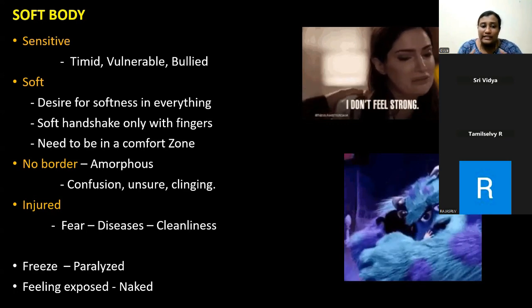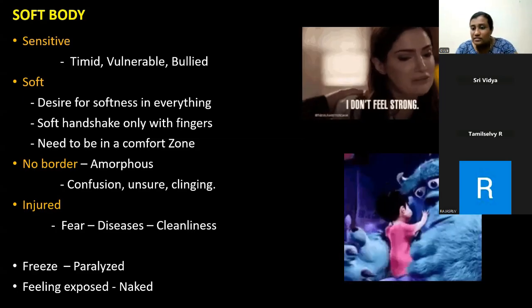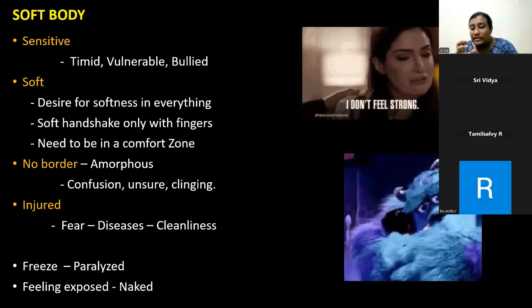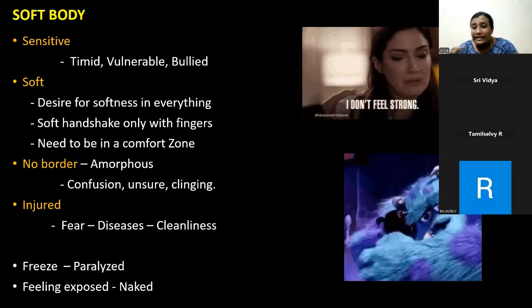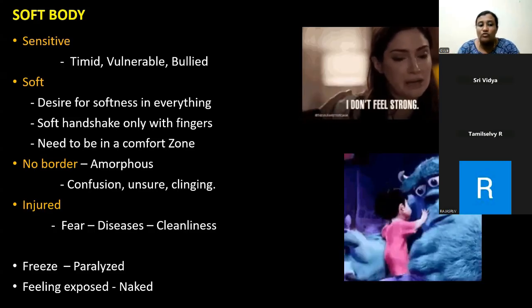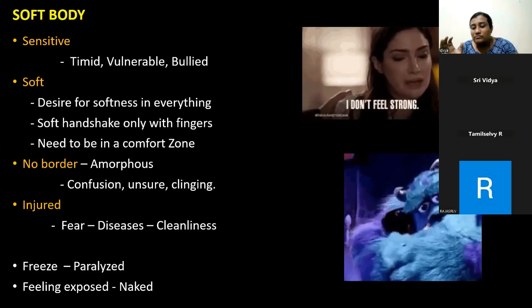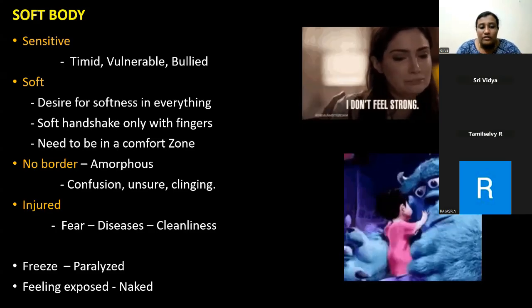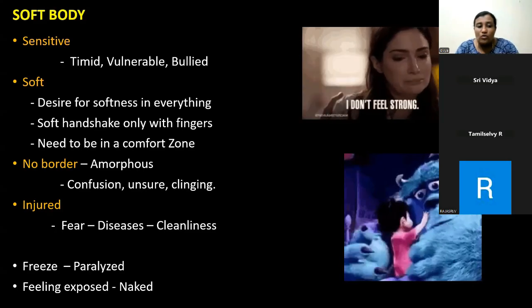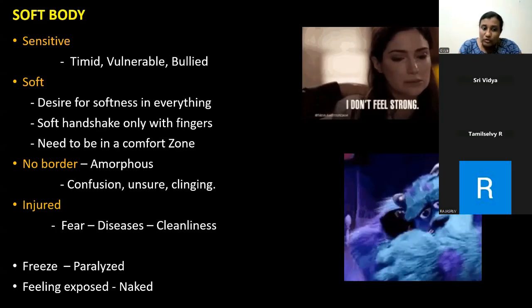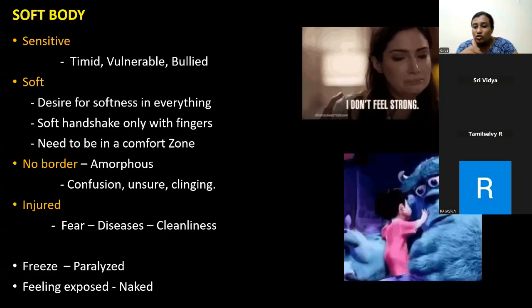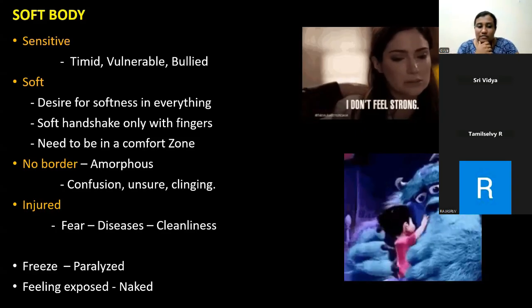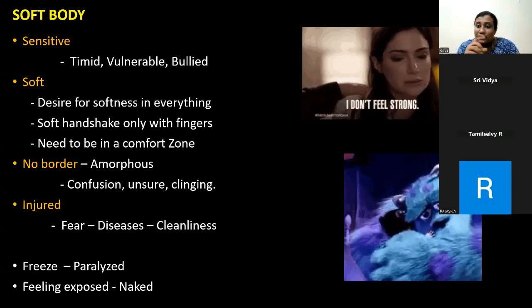So they always want to be in that comfort zone. They are amorphous. They don't have border. That's why their talk will be wandering, confused from here to there, not stable. So they'll be clinging. They have this fear of being injured, so fear of disease. So they'll be clean, totally clean, fastidious plus plus plus.